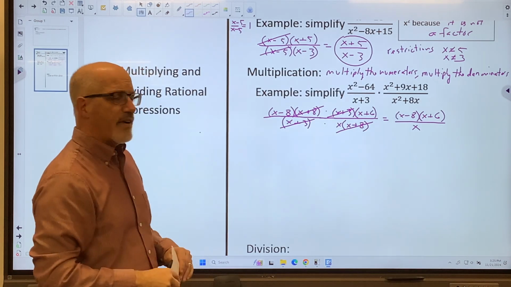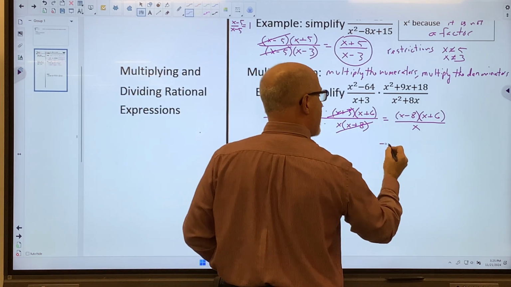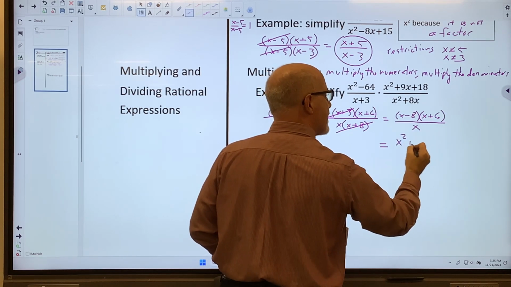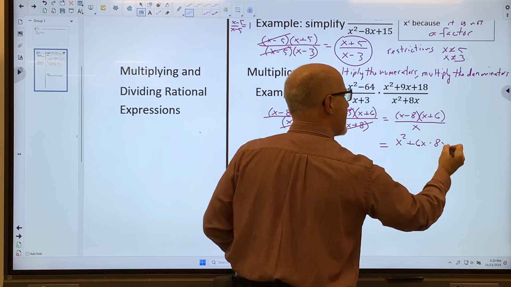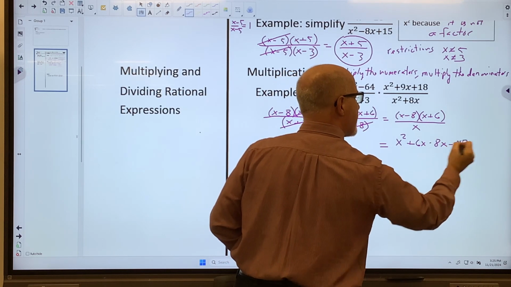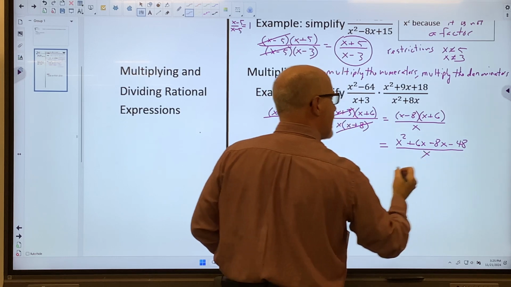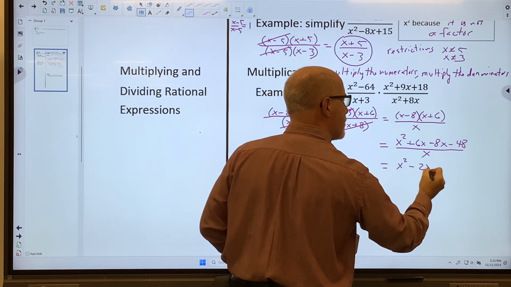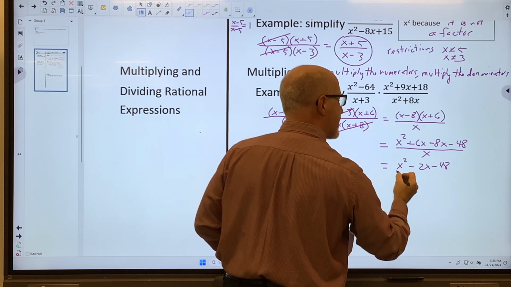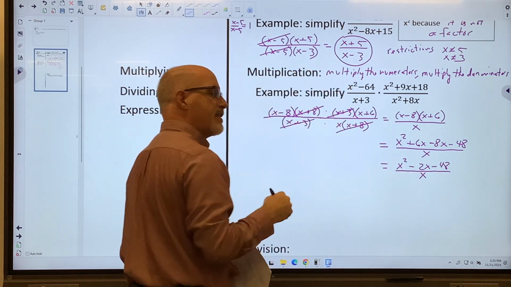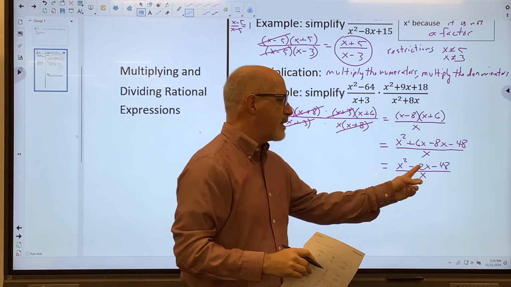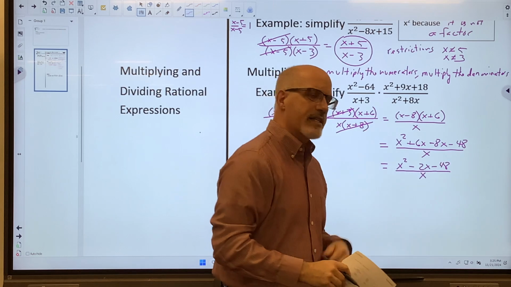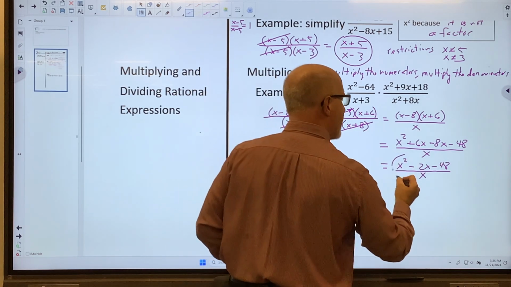You need to simplify those two binomials multiplied together. So as I multiply them, I get x squared plus 6x minus 8x, and then minus 48, and that's all over x. And when I simplify that, I get x squared minus 2x minus 48 over x. Now, x is a factor of the denominator, but it can't reduce with either of these x's because there's not a common factor of x in this numerator. The 48 doesn't have an x, so this is my final answer here.